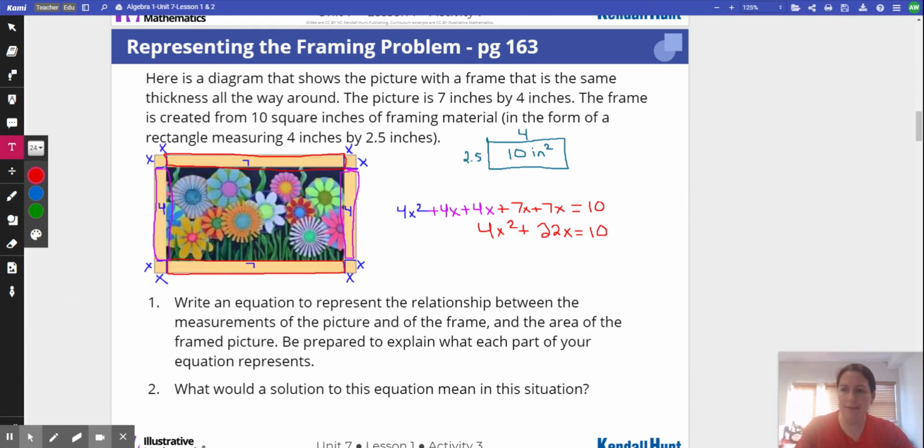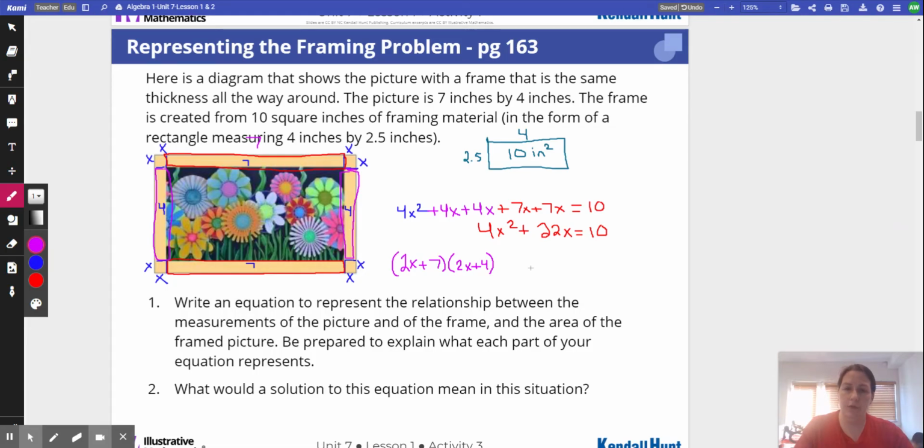There's another way to represent it. You could take the full area, including the frame and the picture. The full length on the top would be x plus 7 plus x, so I have 2x plus 7. I could take the full width or the height, which is 2x plus 4.